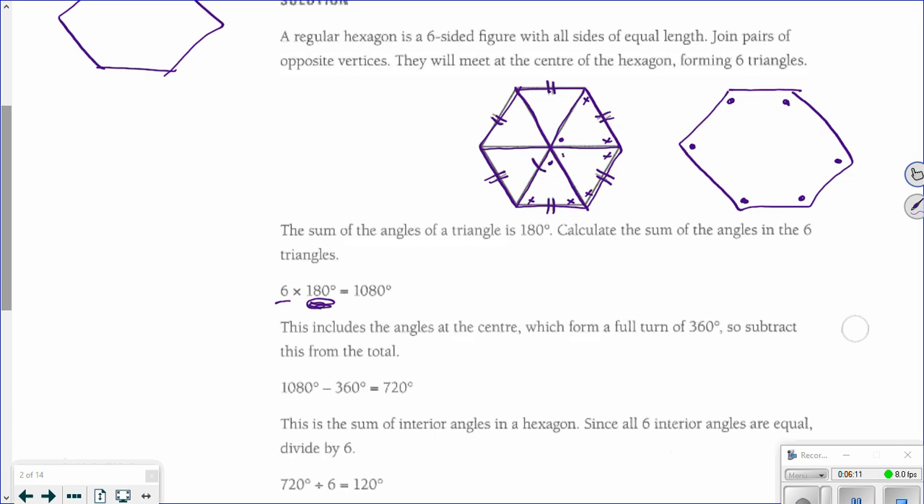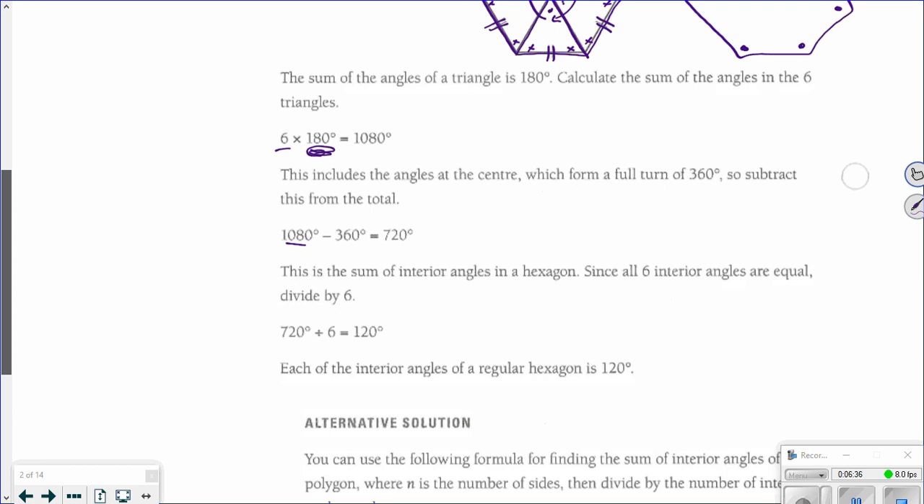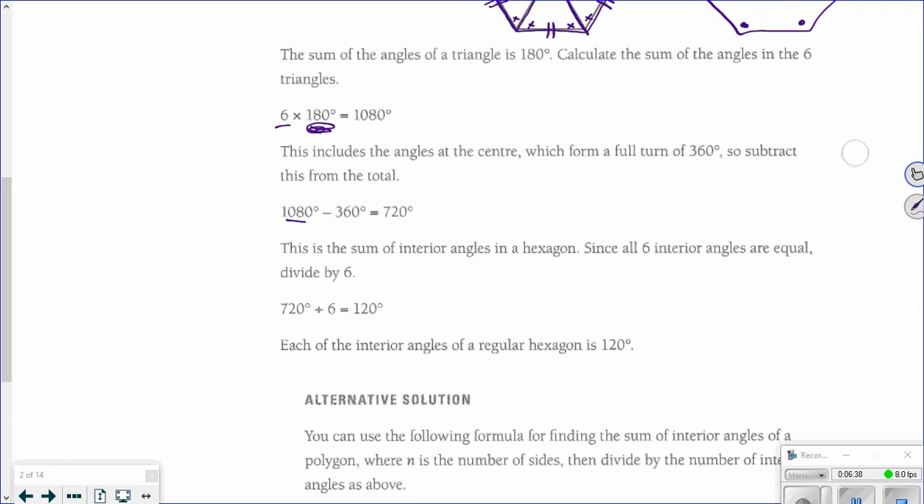So I'm going to take away this 360 degrees that I added up when I added up my 180 degrees for the triangles. So I'm going to take my total, subtract the 360 in the middle, and it leaves me with 720. What that means is all my little outside x's are going to add together to be 720 degrees. So this is the sum of the interior angles in a hexagon.